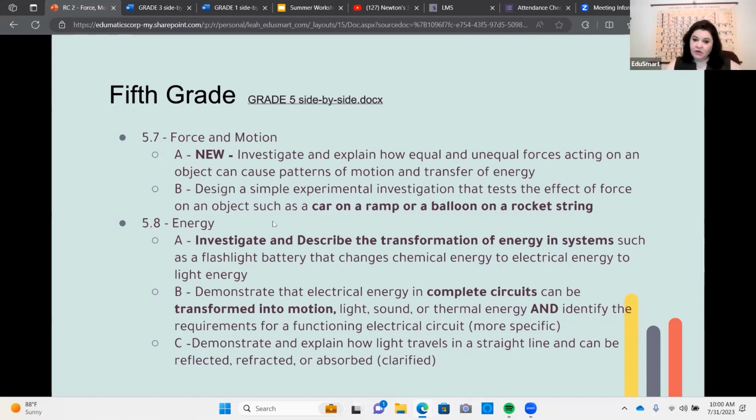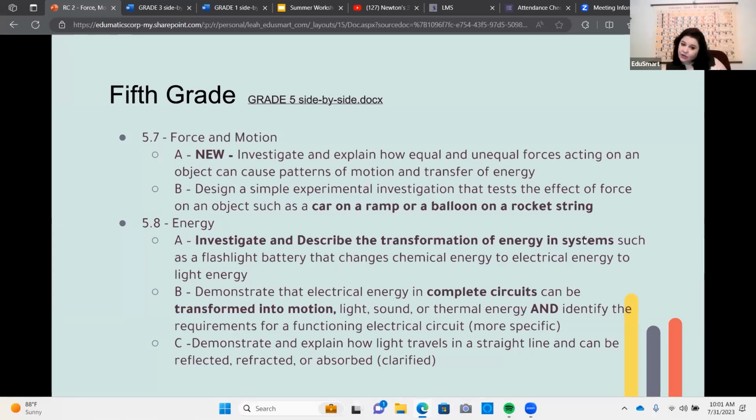You can scaffold that so many ways, either by giving them the objects or showing, okay, this is what we're going to do. How are you going to collect your data? What data do we need? What question are we testing? Drawing conclusions. Like, they do not have to do all of it themselves. For energy in 5th grade, we are again changing to transformation. So we're no longer talking about the law of conservation of energy, but we are showing how that happens. So investigate and describe the transformation of energy in systems.